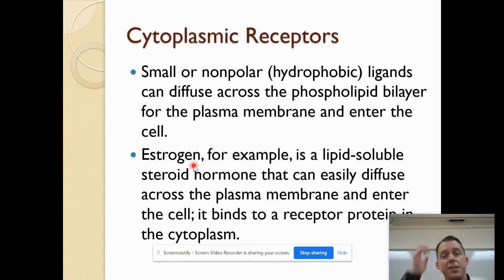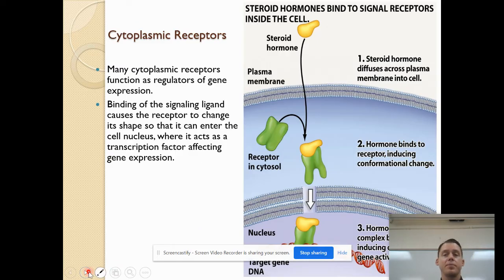Estrogen, for example, this is a steroid hormone, and that means it's lipid soluble. So estrogen can easily diffuse across the plasma membrane and enter the cell, and therefore it is going to react with things using a receptor protein that is present in the cytoplasm.